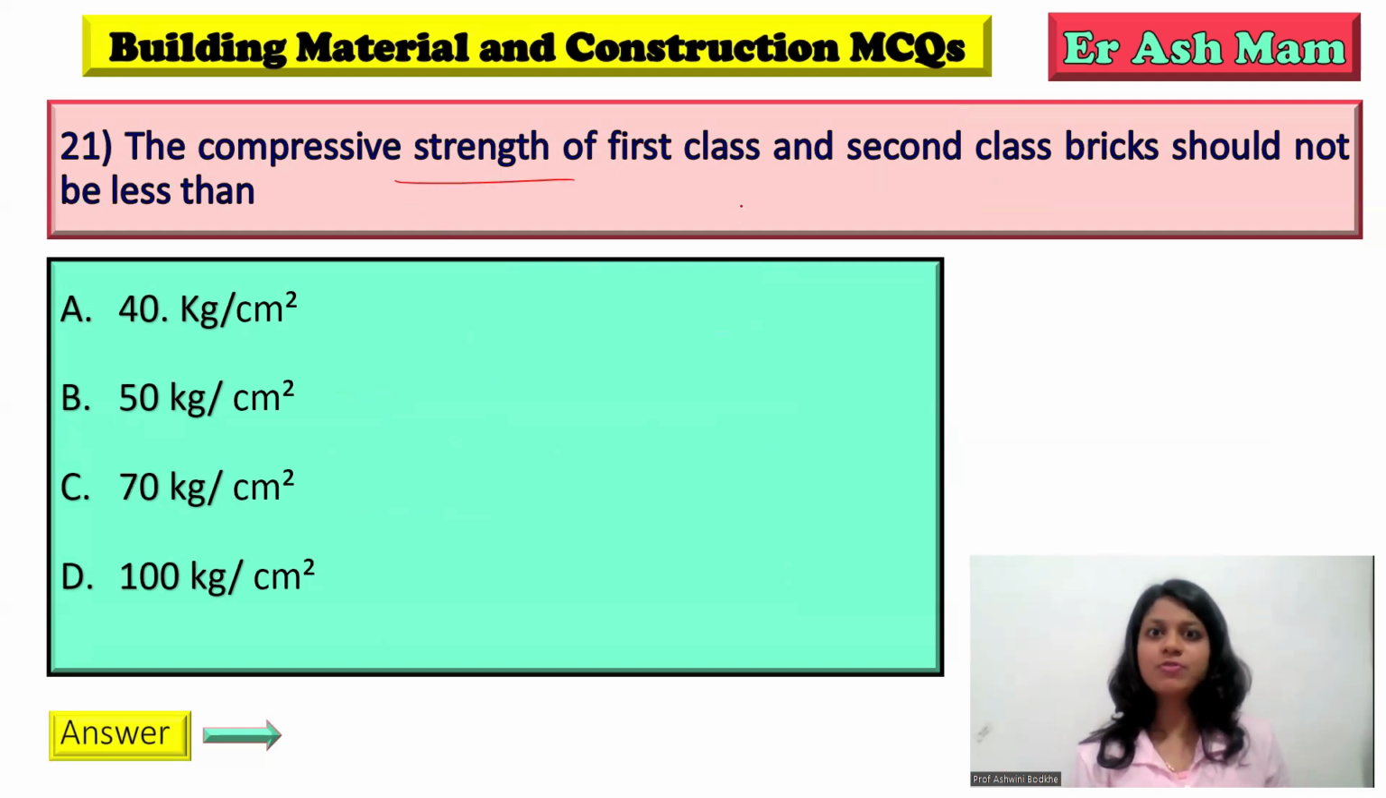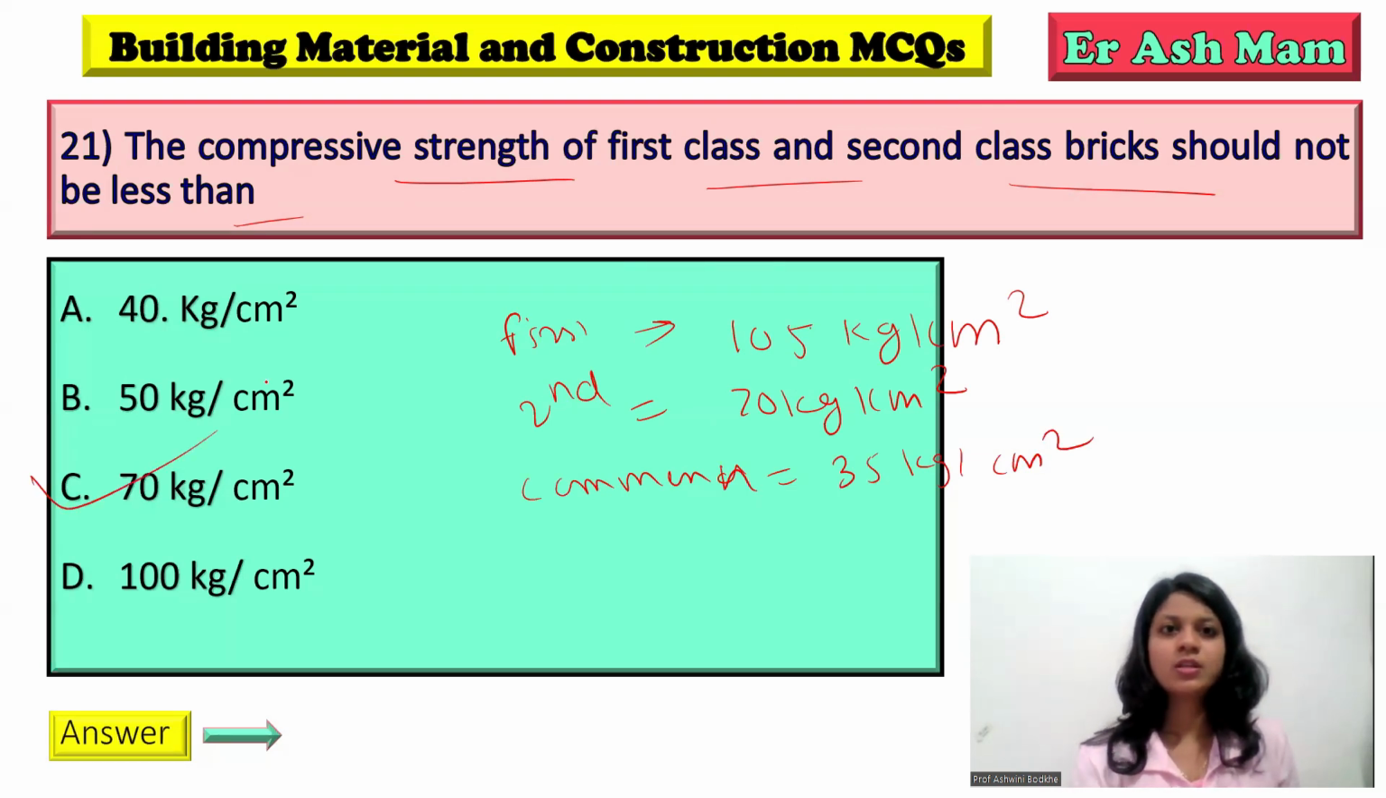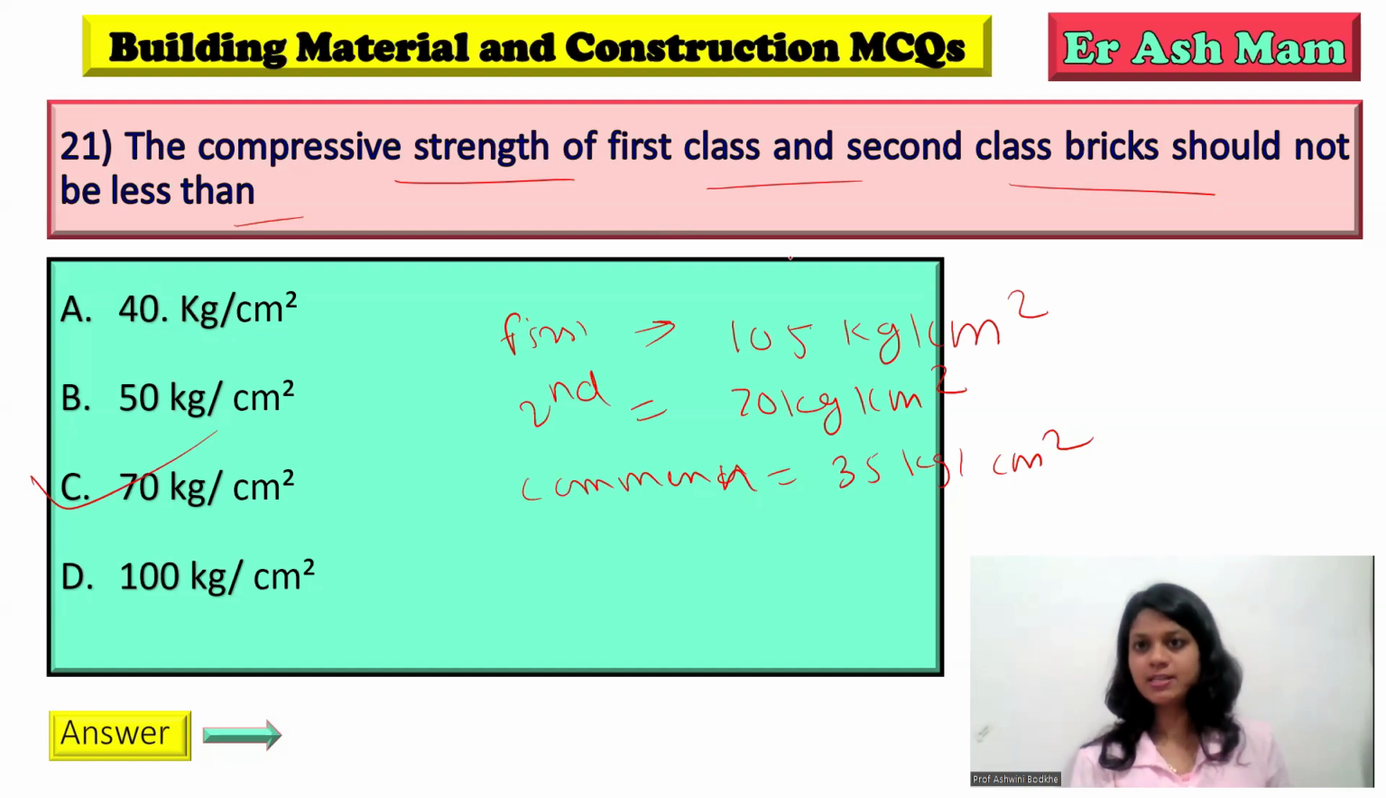The compressive strength of first class and second class brick should not be less than. We know that the compressive strength of first class brick is 105 kg per centimeter square, and that of second class is 70 kg per centimeter square, and for common or third class equal to 35 kg per centimeter square. Therefore, answer is C. The compressive strength for first and second class brick should not be less than 70 kg per centimeter square.